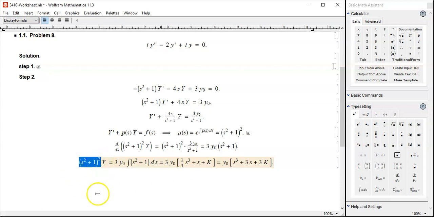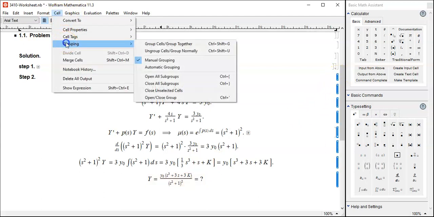If you divide the left-hand side by this (s squared plus 1) squared, you're going to get what you want. Capital Y is equal to y naught times s cubed plus 3s plus 3k divided by (s squared plus 1) total quantity squared. What is this quantity? If you decompose a partial fraction using some computer algebra system, then you're going to be ready to apply Laplace inversion. Let's call up to here step 2.